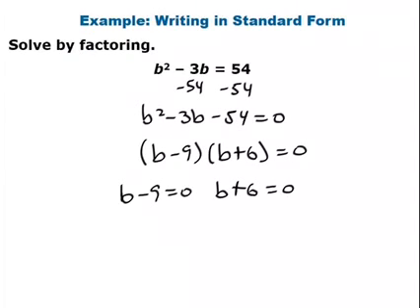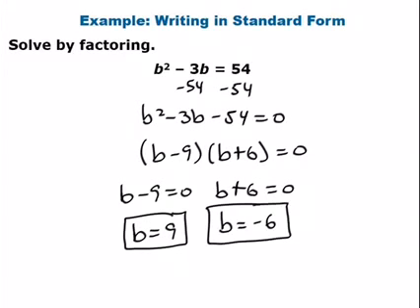In the case of the left equation, we'll add 9 to both sides, and you should get b to equal 9. In the case of the right equation, you'll subtract 6 from both sides, and you get b to equal negative 6. These are your two solutions.